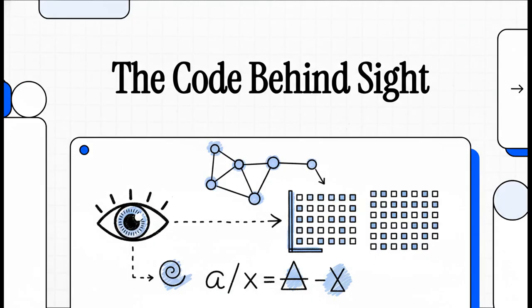So, in this explainer, we're going to pull back the curtain on computer vision. We're going to figure out what that code behind sight really is, how we translate the rich, visual world into a language that a machine can actually understand.